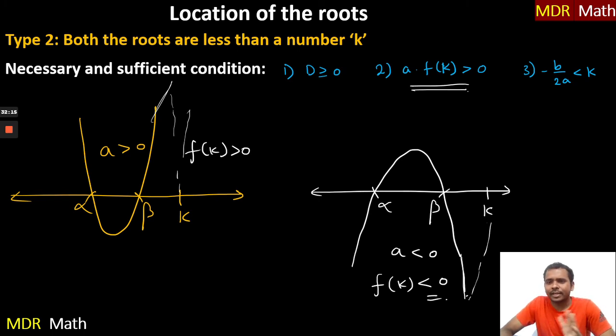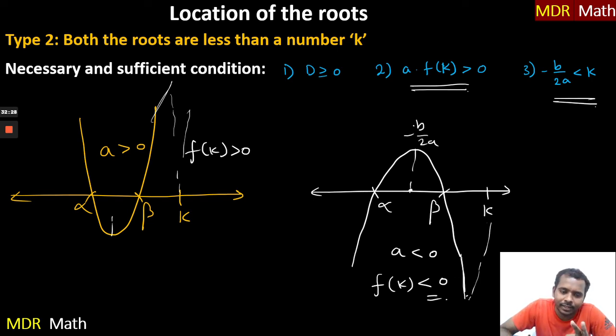That means case 1 and case 2 are similar when it comes to a into f of k. But where do you have minus b by 2a? This is the minus b by 2a in this case, and this is the minus b by 2a in this case. So minus b by 2a is always less than k. I hope you got it here. Now let's go to the third case.